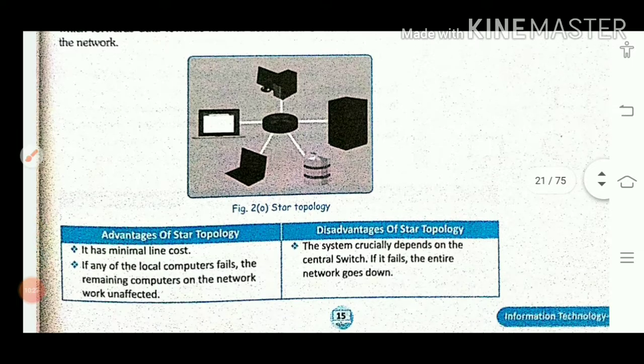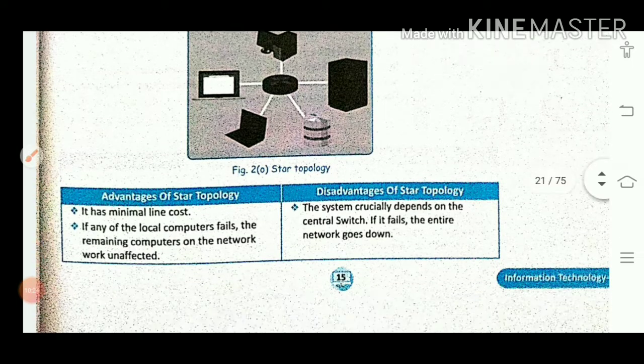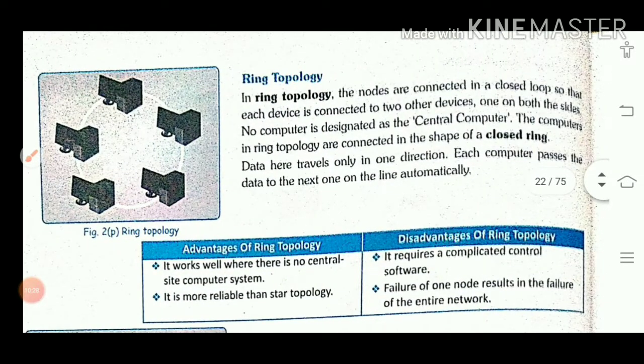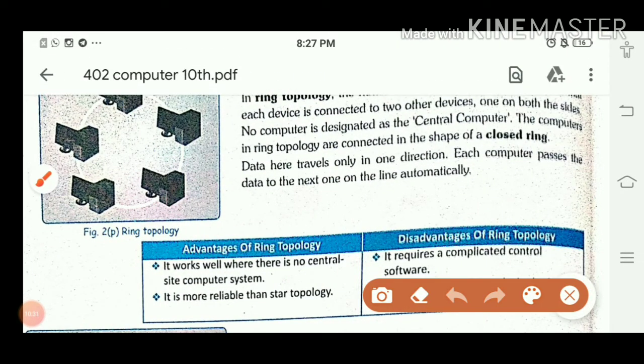That switch we are using for sharing the information. ठीक है. So this one is star topology. Next one is ring topology. Children, you all have seen a ring, ना? How a ring looks, इसी तरह से का तो होता है. This one is your ring.